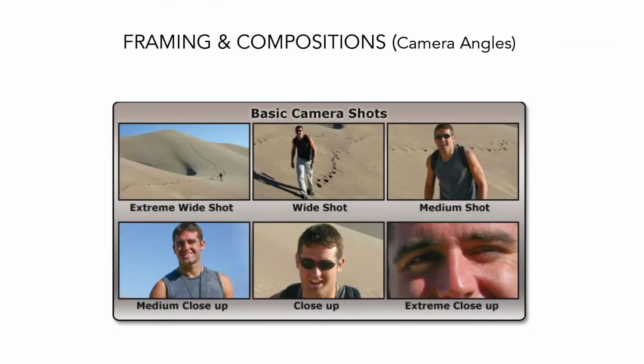For example, you have these 6 shots. These are the standard type of shots that you find in filmmaking. We have the extreme wide shot. Extreme wide shot is basically used for establishments.